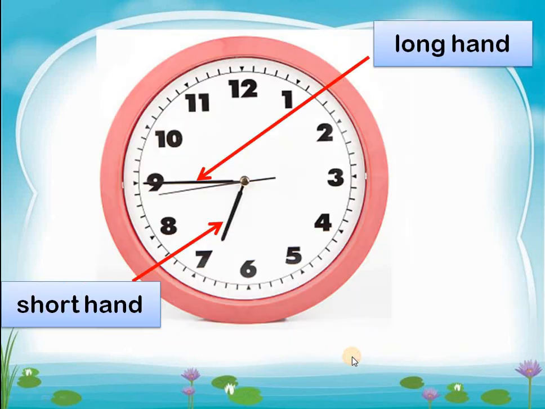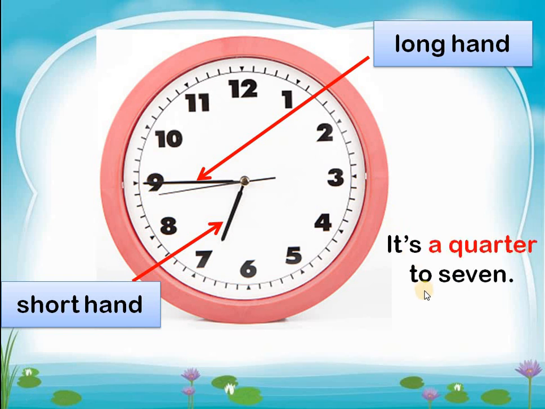Next, let's look at the short hand. The short hand is pointing at, belum lagi pukul 7, but the long hand is pointing at 9. So it's like this. 45 minutes.